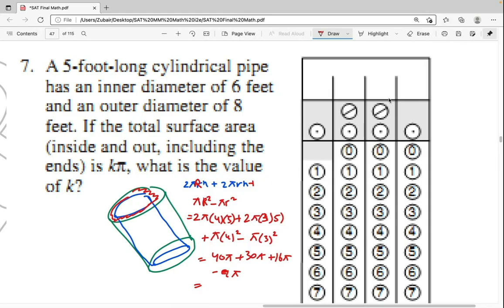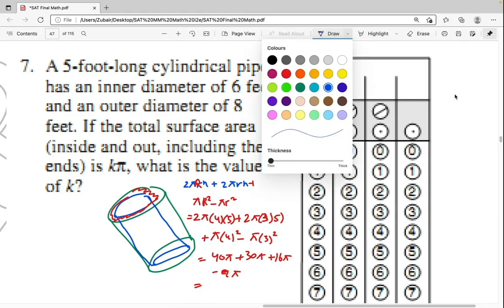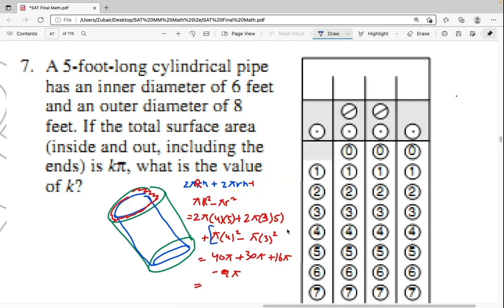And one more change. Now we do this whole thing times 2. We have two cross sections. So 9 into 2. So we get finally 40 pi plus 30 pi plus 32 pi minus 18 pi. Then you get 84 pi.